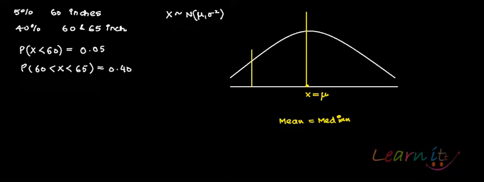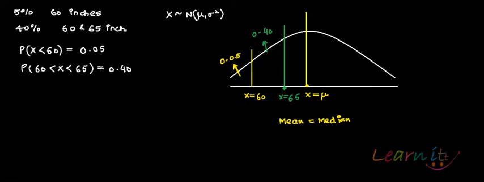Now, other thing is P(x less than 60). When x is equal to 60 here, this region is 0.05. So this is what you have been told here. And between 60 and 65, let's say this region is between 60 and 65, this region is 0.40. That is 40% of data lies here. Clear?